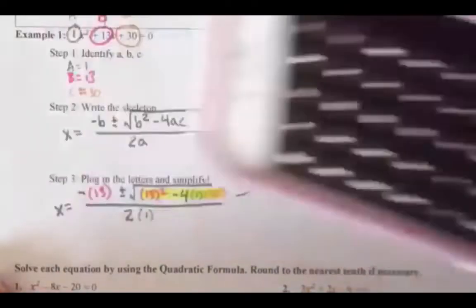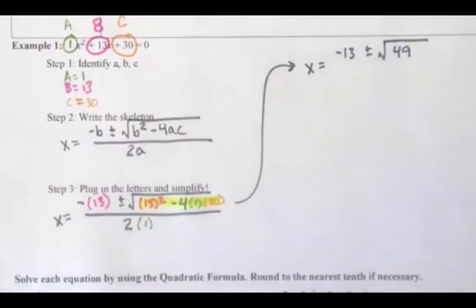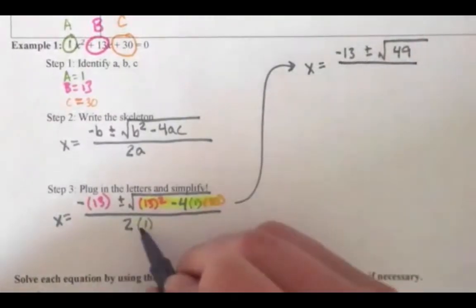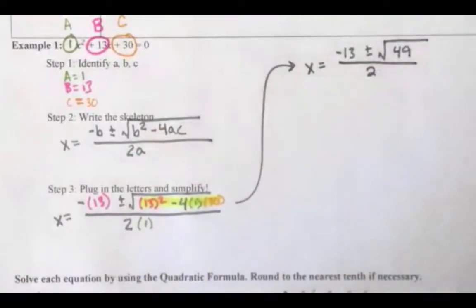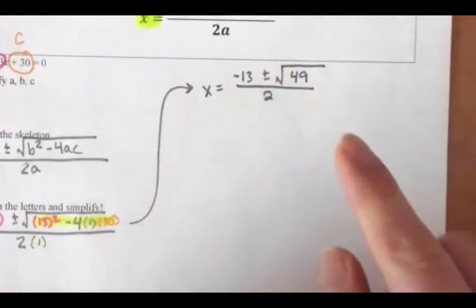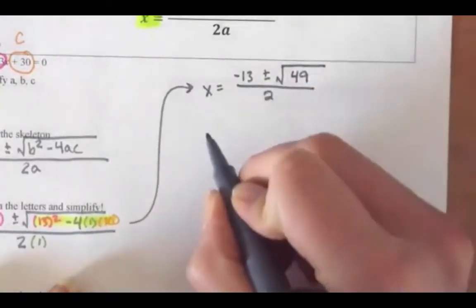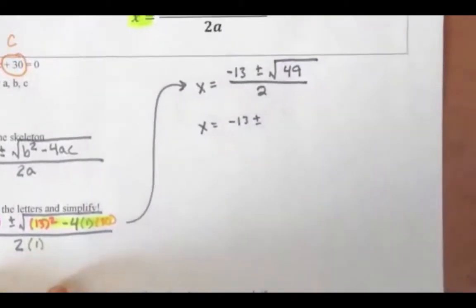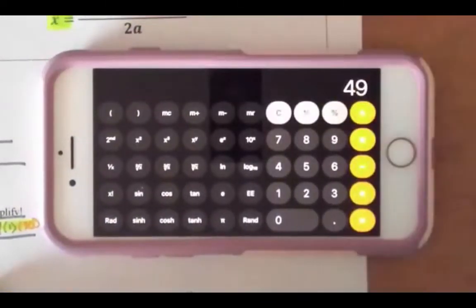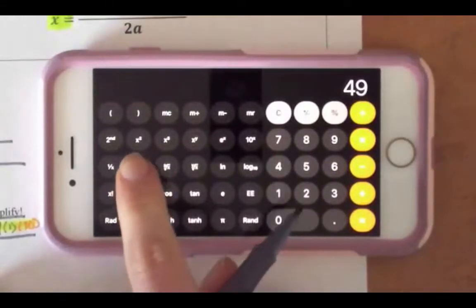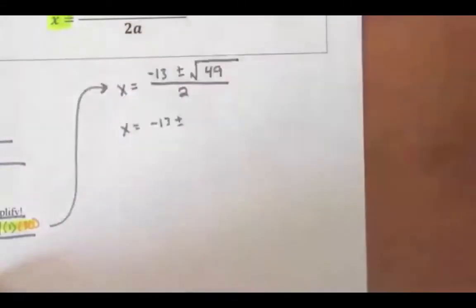Cool stuff. If you have an Android, sorry, I don't know how to help you. Just kidding, we can figure it out. Divided by 2 times 1 is 2. And then we're almost done. Once you get to this part, see how this has the plus and minus? Oh, actually, let's take it one step further. We'll do x equals negative 13, plus and minus. We still need to take the square root of 49. Back in my calculator, I can now just push this square root button right here, and it gives me 7.